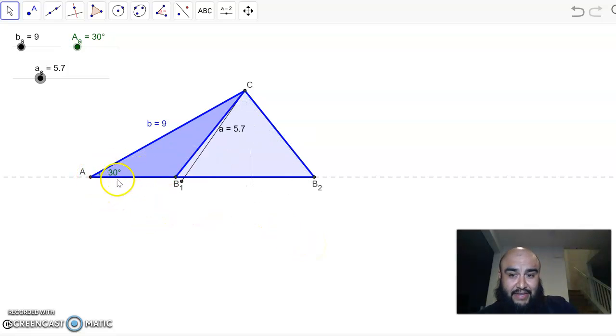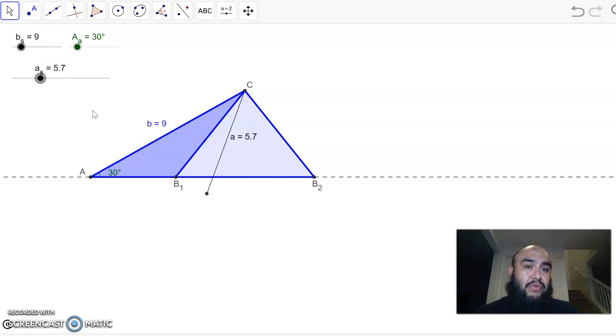The two triangles I'm referring to are triangle AB1C and triangle AB2C. With an angle of 30, a side of 9, and a side of 5.7, we see that two triangles can be formed. Hence it's called the ambiguous case. If we're given two sides and an angle that is not included between those two sides, then it's ambiguous, and it's up to us to determine which case we're in.